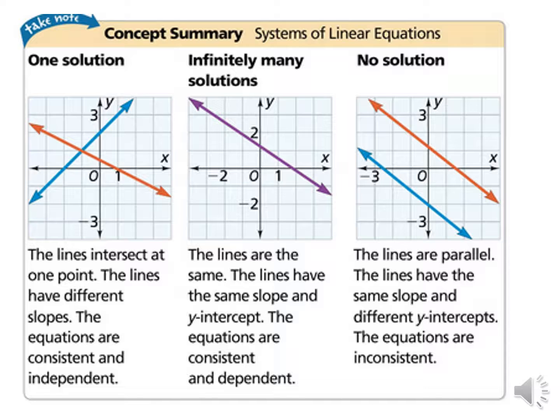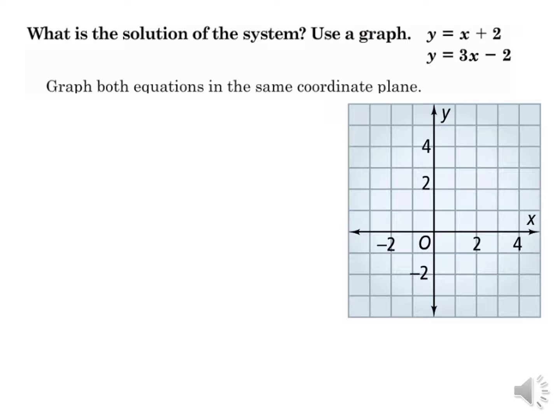Then if you look at the last one, it says no solution. This one makes sense because we've talked about parallel lines. Parallel lines never touch. They never meet. They never cross. So therefore, there's going to be no solution that will satisfy parallel lines.